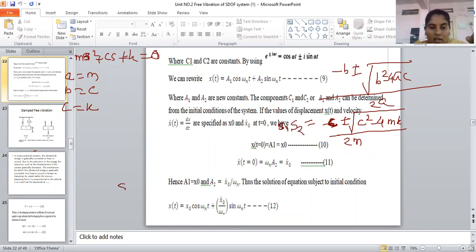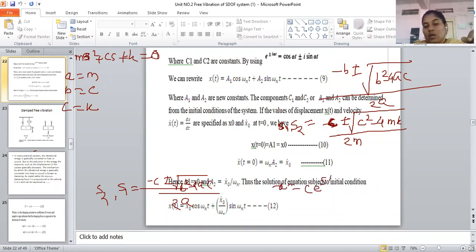Okay, so I can write directly here that s1 is equal to minus c plus or minus root of c square minus 4mk upon 2m. That is one, and then the s2 value. Already we have discussed in equation number 16 that x is c into e raised to st, but I got the values of s in terms of s1 and s2, so the equation becomes x of t is equal to x1 plus x2.